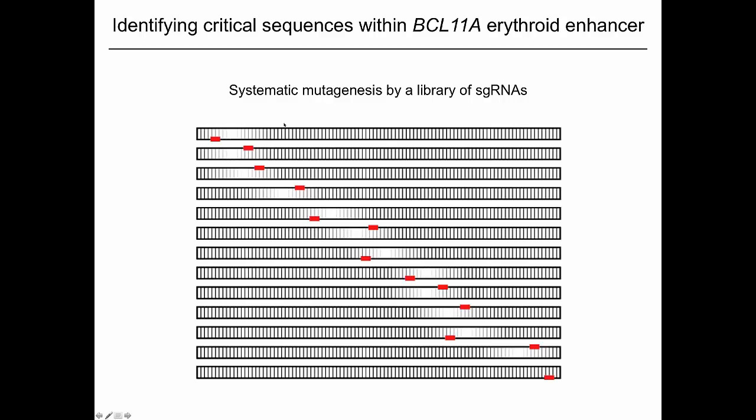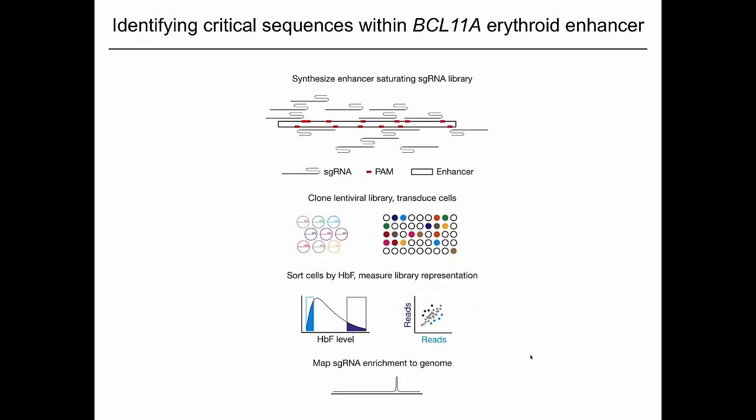And then by tiling many guides throughout the target sequence, one gets a series of allelic series that, given the expected indel pattern of 1 to 10 base pair deletions, can approach saturating mutagenesis in situ, disturbing almost every position within the enhancer or target sequence.